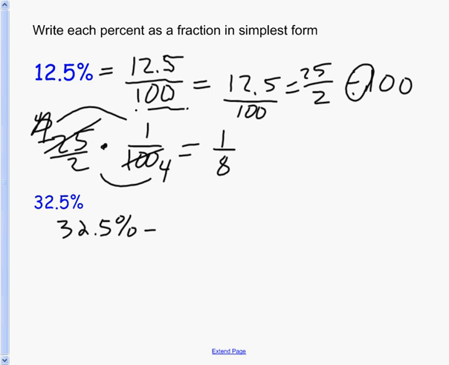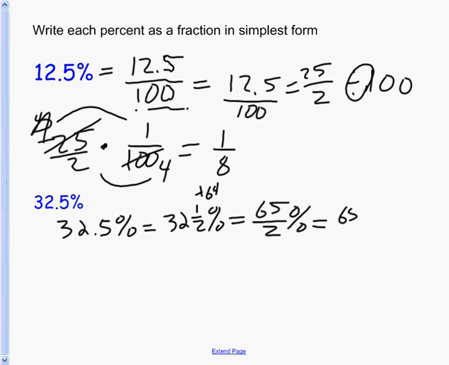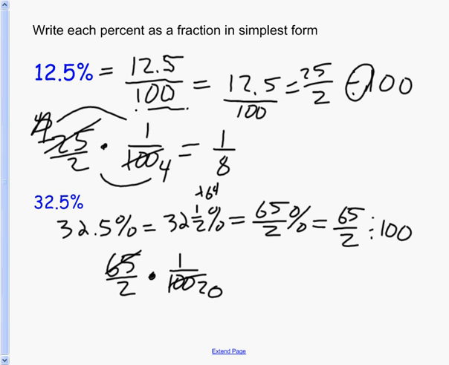32.5% also becomes 32.5 over 100. 2 times 32 is 64 because we want an improper fraction. So now we have 65 halves percent, which turns into 65 halves divided by 100. And then we can change that divided by 100 into multiplication of 1 over 100, dividing both the top and the bottom by 5. I've got 13 times 1 equals 13 over 2 times 20, and my answer is 13/40th.